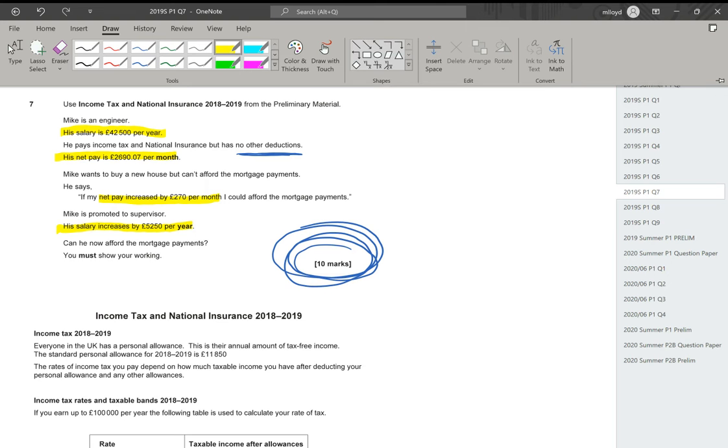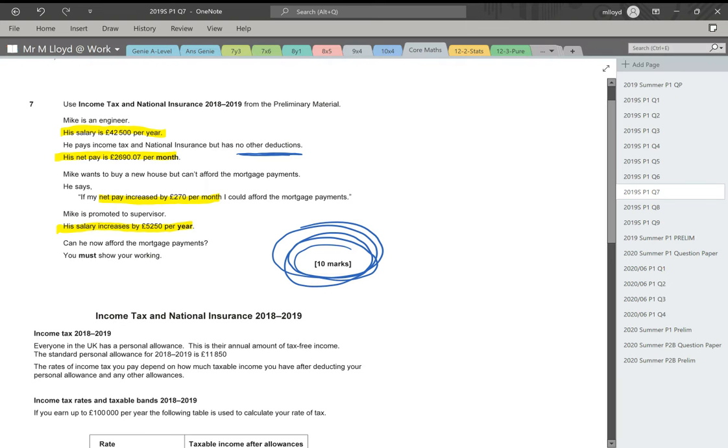You cannot put yes or no and expect to have a gamble and get one mark. You have to show some working here. Now, there's so many options. We can work out everything monthly. We can work out everything yearly. We can work out national insurance and tax on just the increased value if we want to. I like to keep it nice and simple. So I'm going to, first of all, have a look at his net pay. So his net pay, 2690.07. And we're going to add the 270 per month.